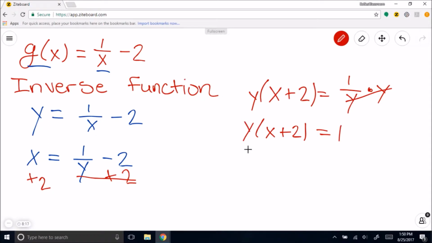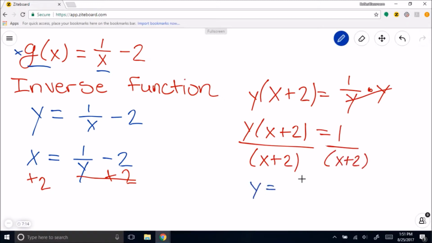I'm working on getting y by itself. All I need to do is move this x plus 2. This is a whole unit. This is y times everything in the parentheses. So again, I just do the opposite operation, and I'm going to divide both sides by x plus 2. So now y equals 1 over x plus 2.